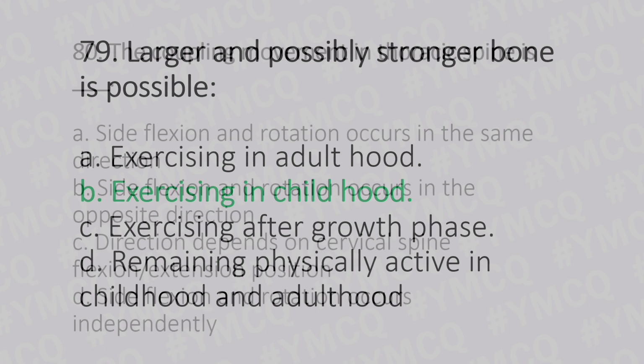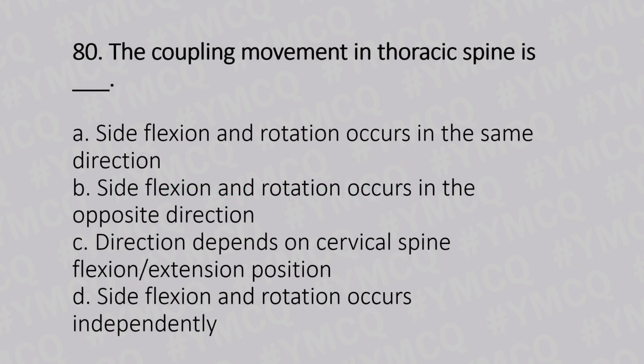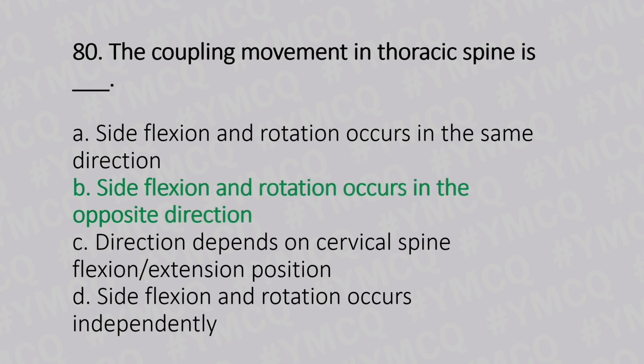Moving to our 80th question. The coupling movement in thoracic spine is: option A, side flexion and rotation occurs in the same direction; option B, side flexion and rotation occurs in the opposite direction; option C, direction depends on the cervical spine flexion or extension position; option D, side flexion and rotation occurs independently. And the answer is option B, side flexion and rotation occurs in the opposite direction.